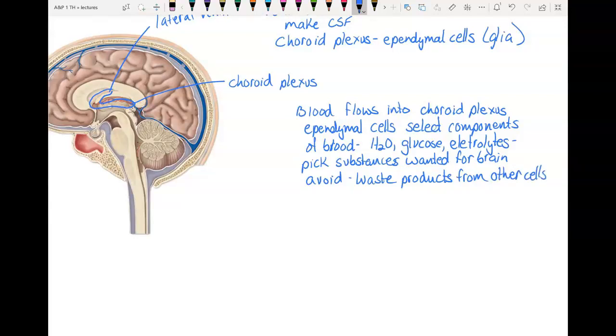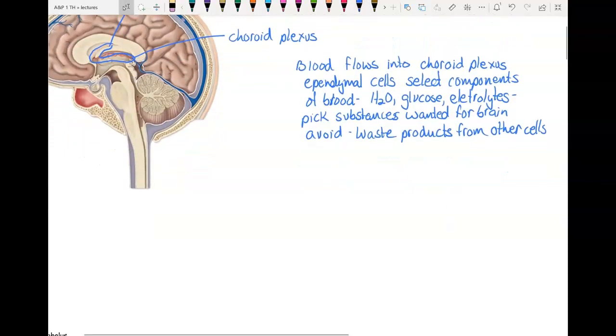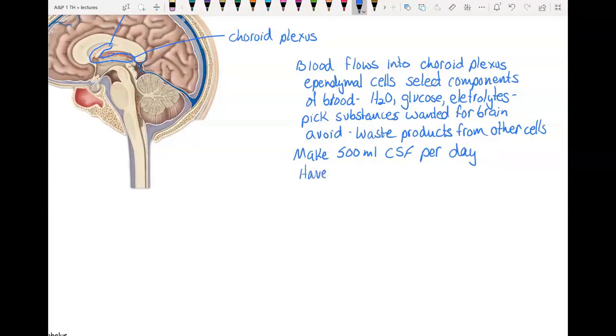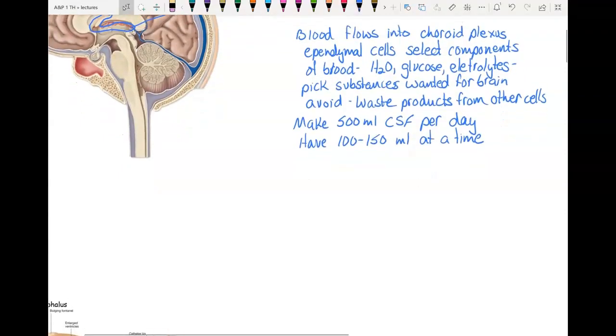So then what you end up with is your cerebral spinal fluid. And each day you make about 500 milliliters of this. At a given time, you have about 100 to 150. So you're constantly making new and getting rid of old. So once you make the cerebral spinal fluid, then it circulates through the brain and spine.